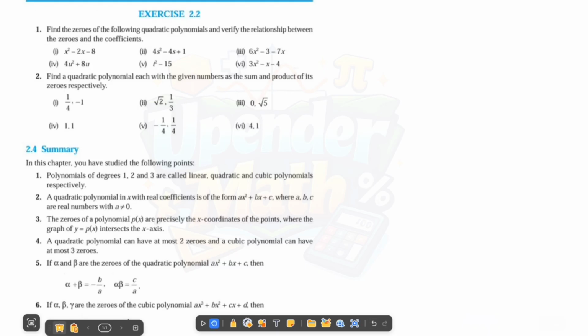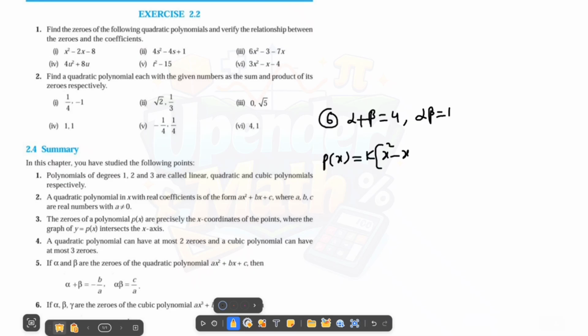The next problem is the last problem of this chapter and this exercise. So sum of the zeros is 4 and product of zeros is 1. So if alpha and beta are the zeros of the polynomial, sum of the zeros alpha plus beta is 4, product of zeros alpha into beta is 1. So what is the formula? P of x is equal to k of x square minus x of alpha plus beta plus alpha into beta.